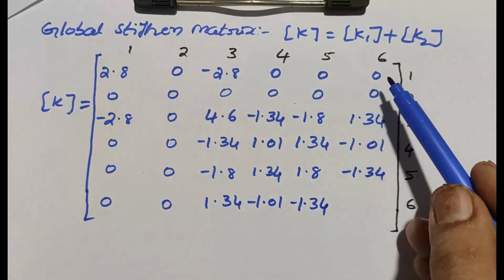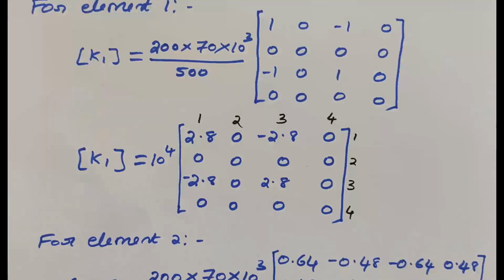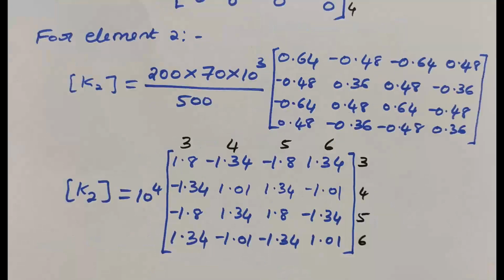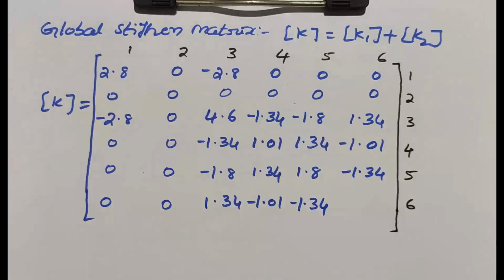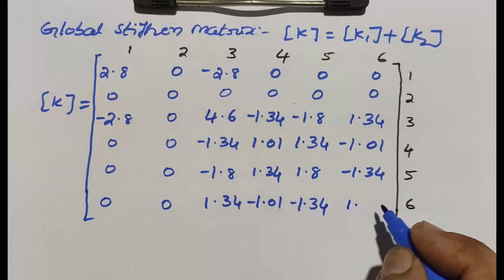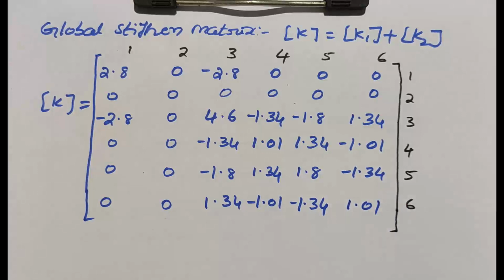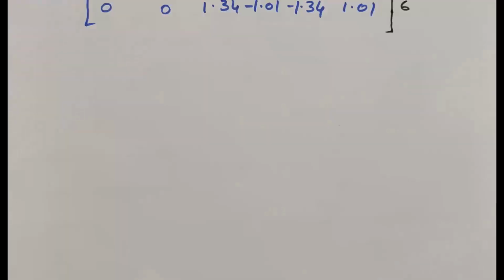Next, we need element corresponding to 6 and 6. See, K1, here we don't have any element corresponding to 6 and 6. But in K2, we have element corresponding to 6 and 6. That is 1.01. So, here we will get 1.01. This is the global stiffness matrix. Next is global displacement vector.